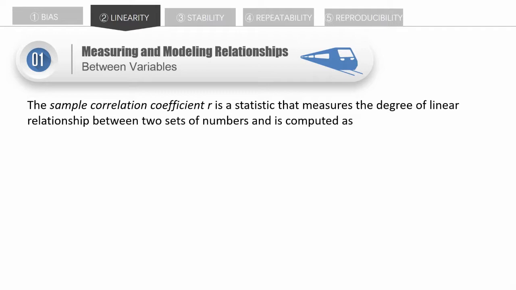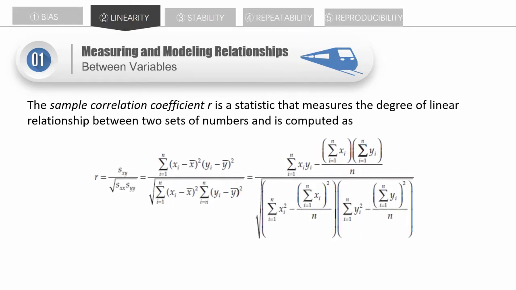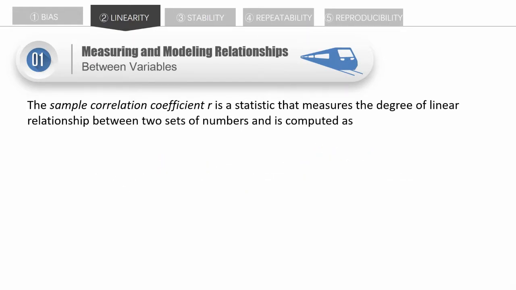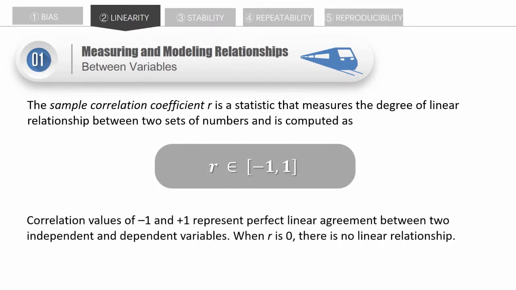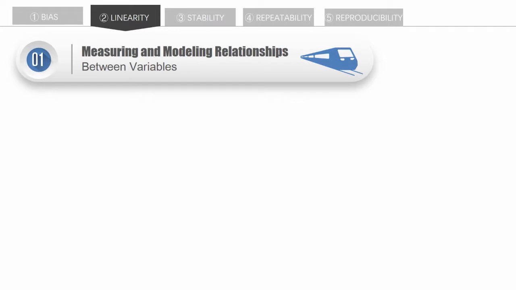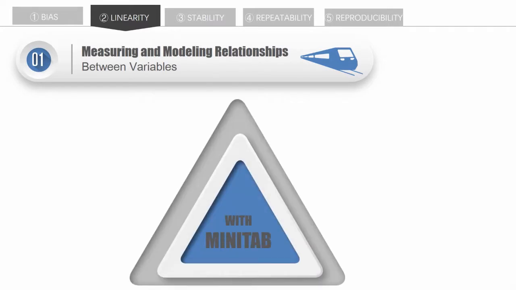The simple correlation coefficient R is a statistic that measures the degree of a linear relationship between two sets of numbers and is computed as: correlation values of -1 and +1 represent perfect linear agreement between the independent and dependent variables. When R equals 0, there's no linear relationship.